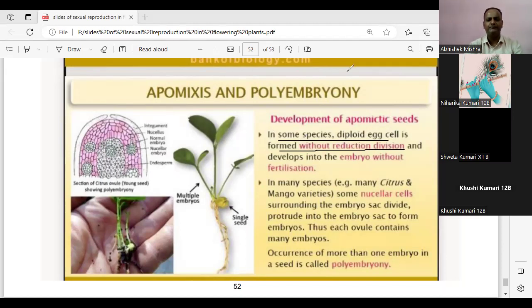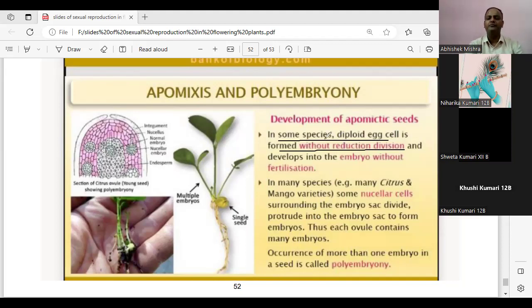Okay, yes. No, correct. That is why this 2N will directly develop into an embryo without fertilization, because fertilization is not required as it is already diploid. Normally the egg cell is haploid in nature. So a haploid egg cell fuses with the haploid male gamete to form a diploid zygote. This is a normal situation, but here a diploid egg is formed. That means a reductional division has not occurred in the female gamete.